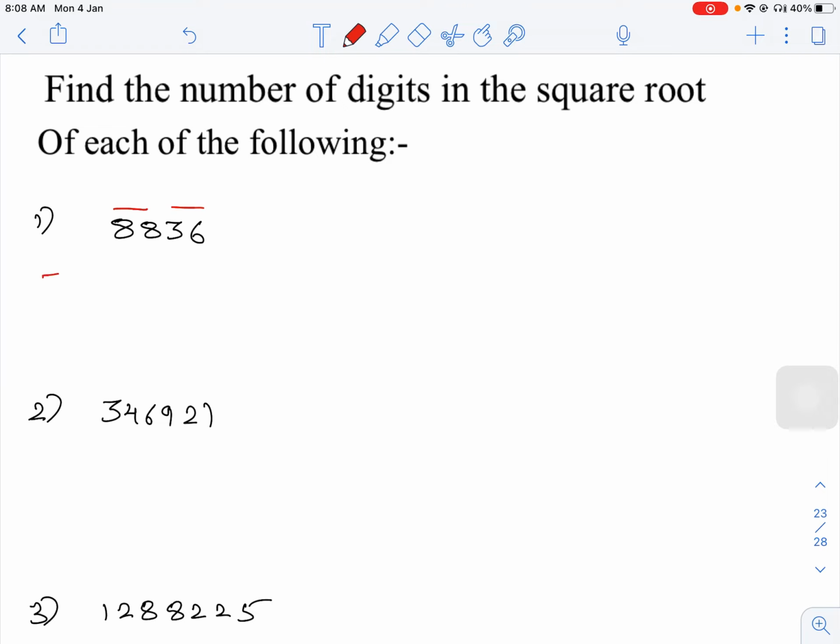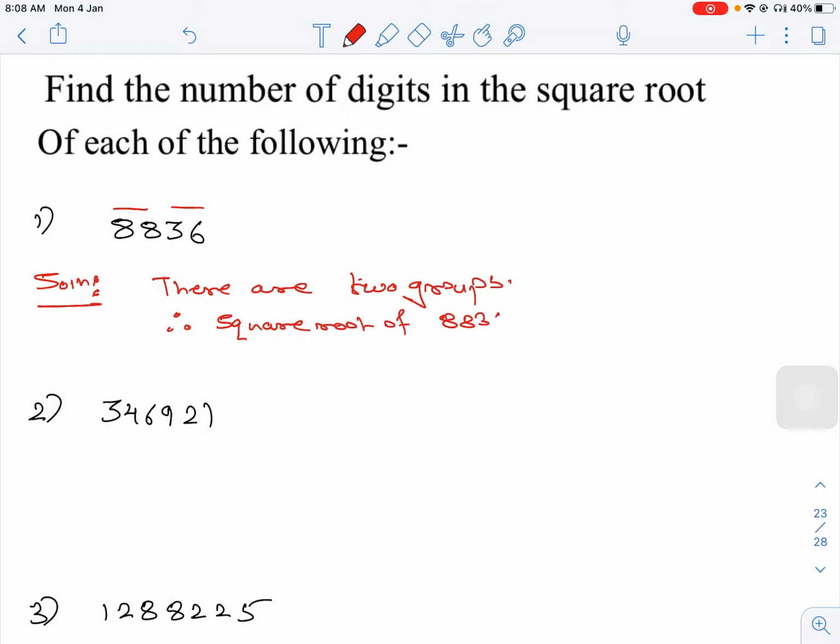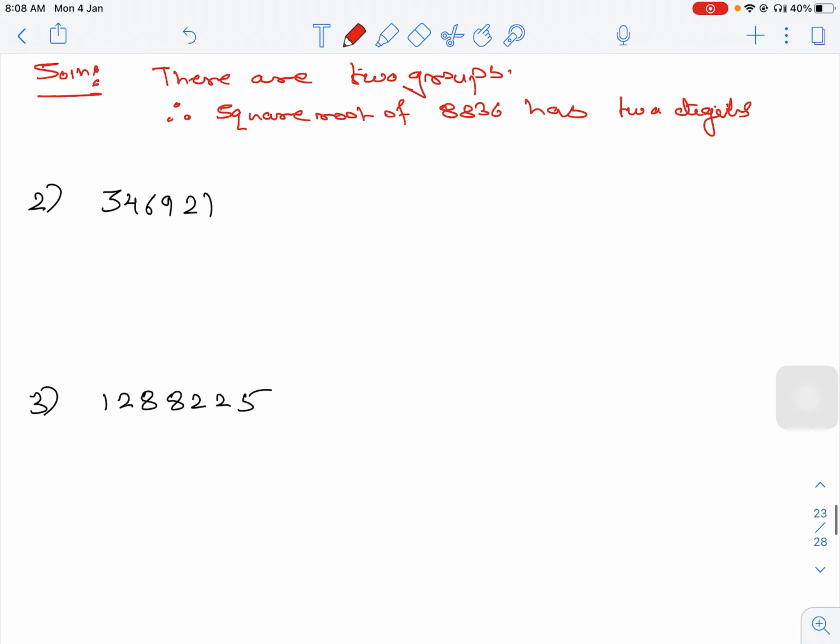Okay, so solution: how many groups are there? We can say that there are two groups or pairs. Therefore, the square root of 8836 will have, or it has, how many digits? It has two digits, we can say. Okay, now let us consider the next example.